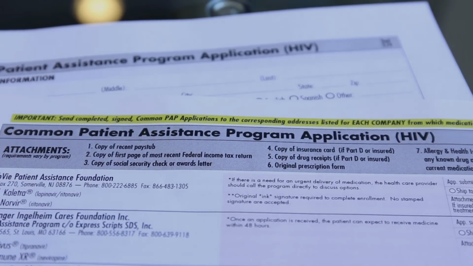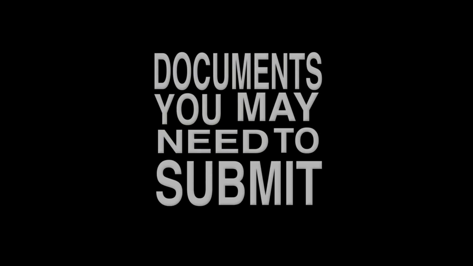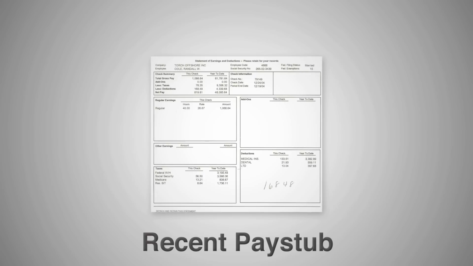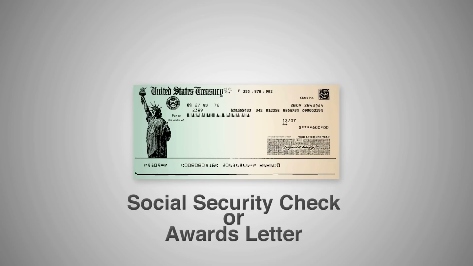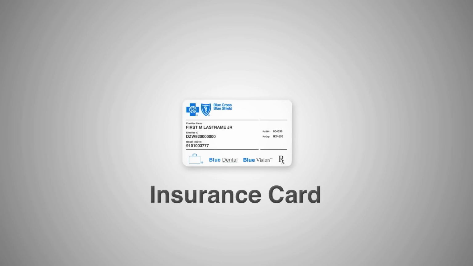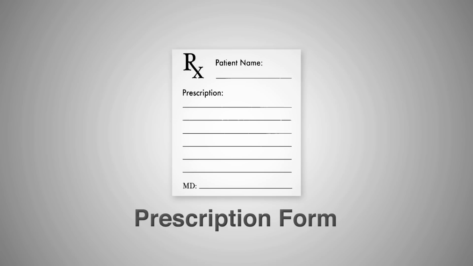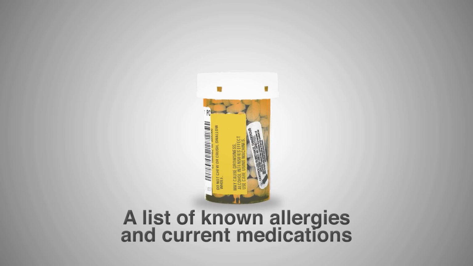The form provides detailed information about what documents you may need to submit. Specifically, you may need to include a copy of a recent pay stub, the first page of your most recent tax return, your Social Security check or awards letter, if you are insured, a copy of your insurance card and drug receipts, a copy of your prescriptions, and a list of any known drug allergies and current medications.